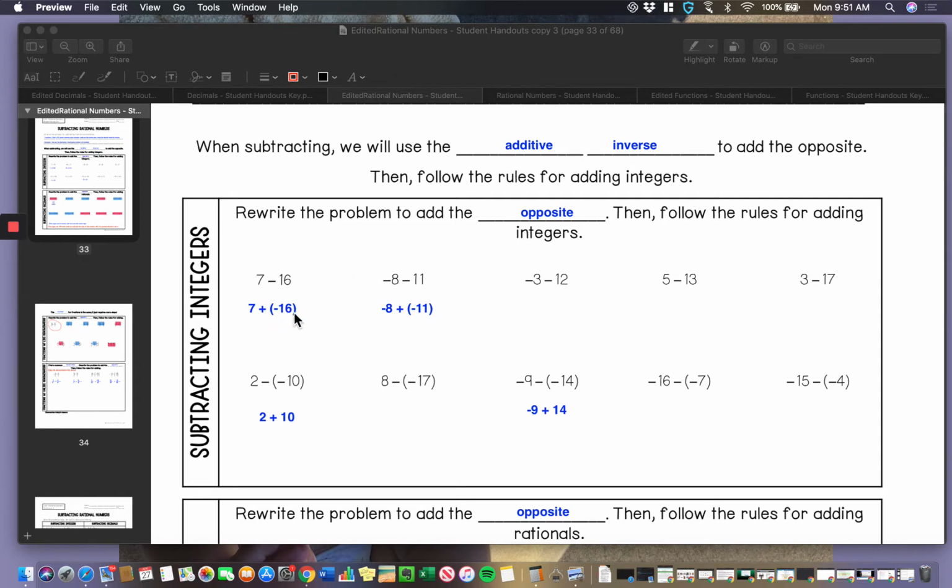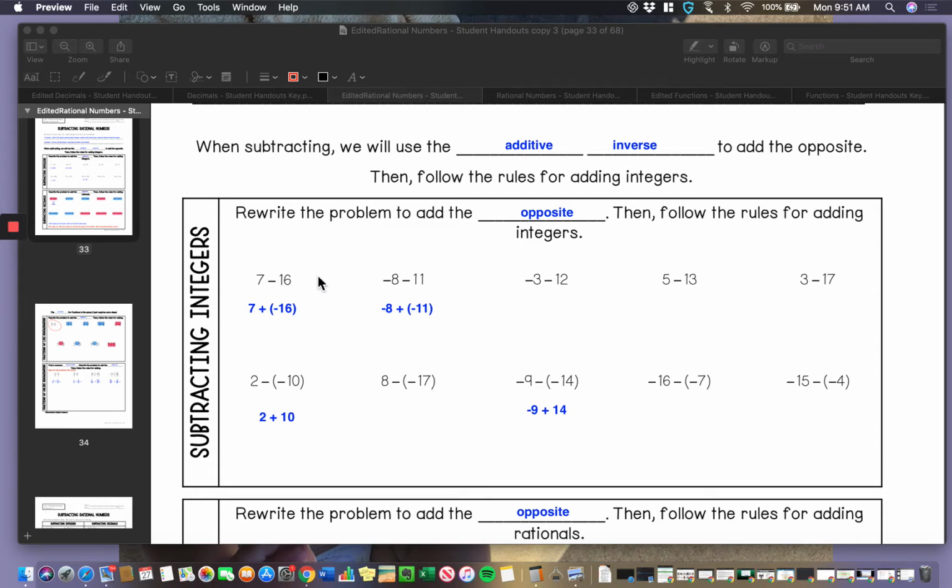So additive inverse looks a lot like this, 7 plus negative 16, because this is a positive 7 right here, and it's combining with a negative 16. So I always like to subtract integers in this way, okay?